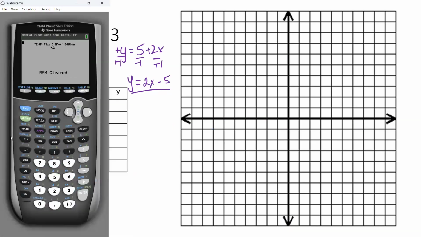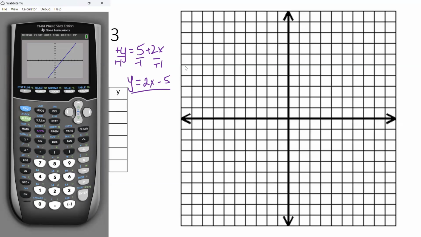All right, here's Sylvie. So I'm going to go to y equals, and I'm going to put in 2x minus 5. Again, you can do this on Desmos as well. So I hit graph, and we'll see that it creates a linear equation. I have a linear equation that goes through -5 and has a slope of 2.